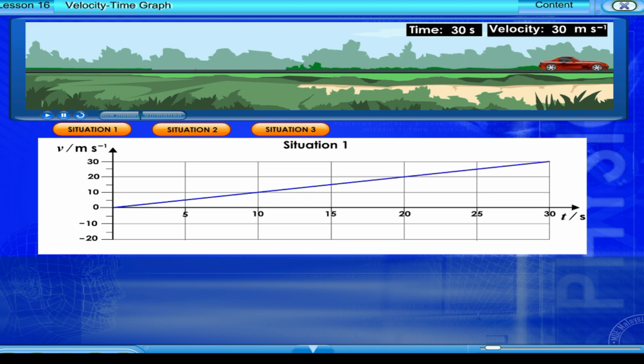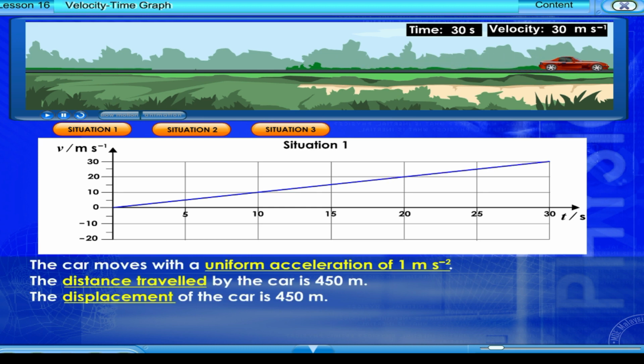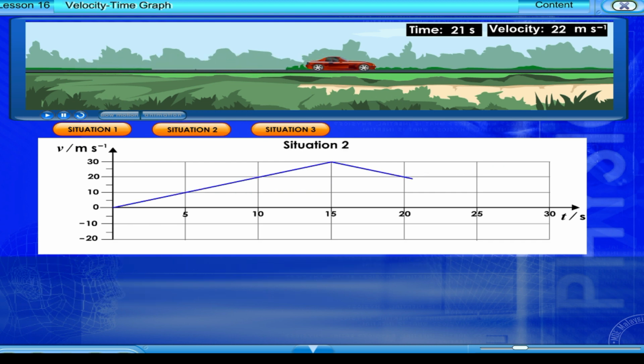Describe the motion of the car. The car moves with a uniform acceleration of 1 meter per second squared. The distance traveled by the car is 450 meters. The displacement of the car is 450 meters. How can you describe the motion of the car?